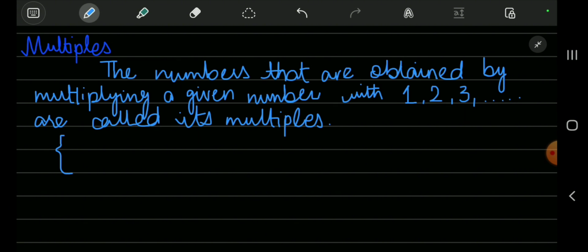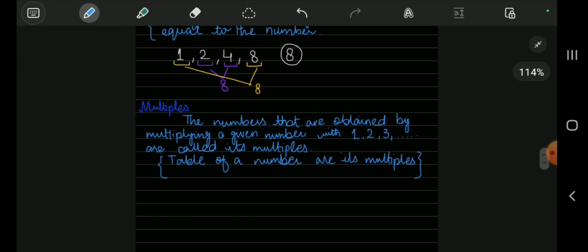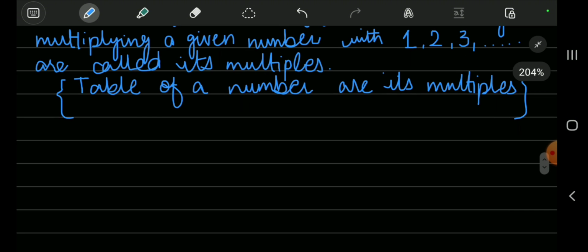Or you can say the table of a number gives its multiples. This is just for you to understand it in an easy way. So I'm taking the same number 8. What will be the multiples?